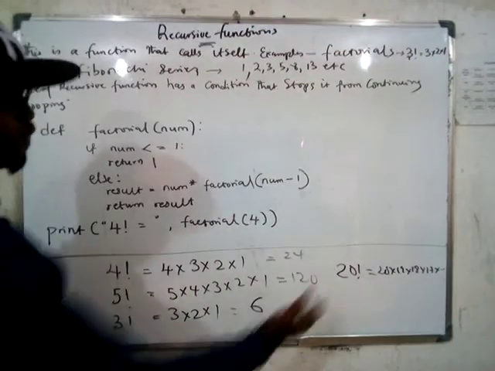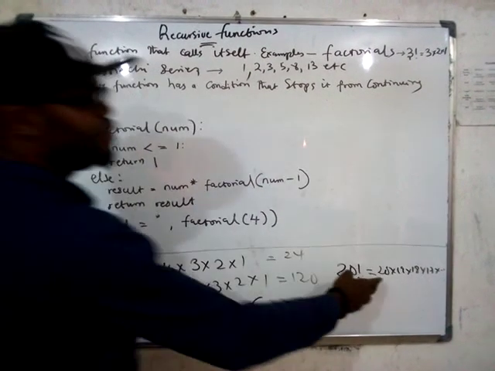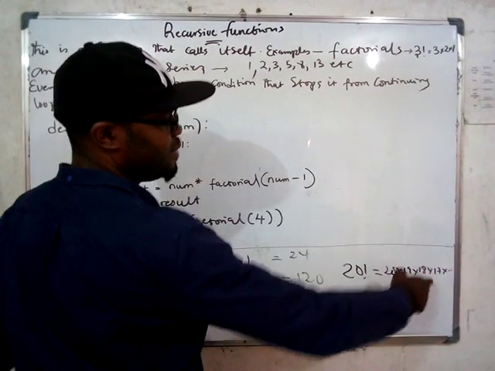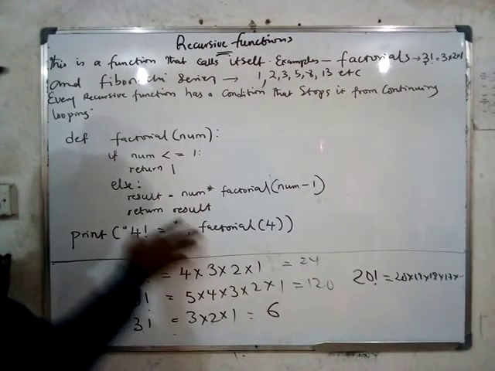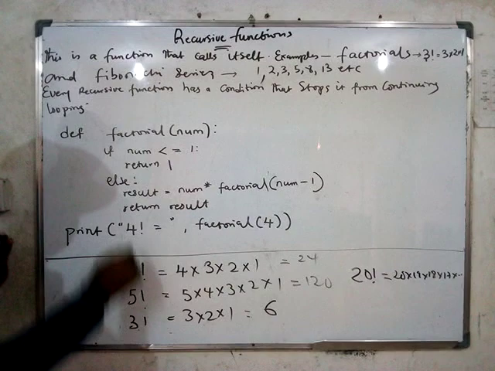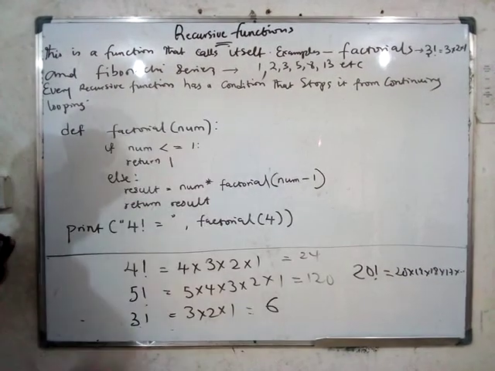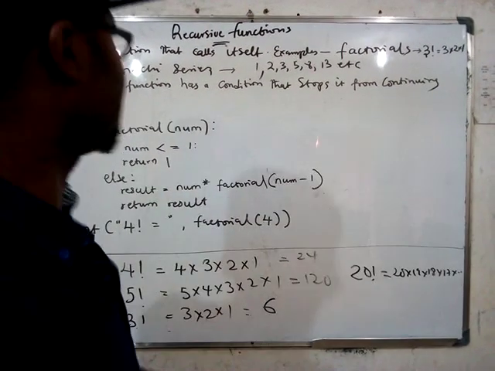Let's say you want to do 20 factorial. 20 factorial is going to be equal to 20 times 19 times 18 times 17 times 16 and so on down. With this simple program, you can do 20 factorial very easily by putting 20 here and 20 here. It will still do the same thing. So that is a recursive function.